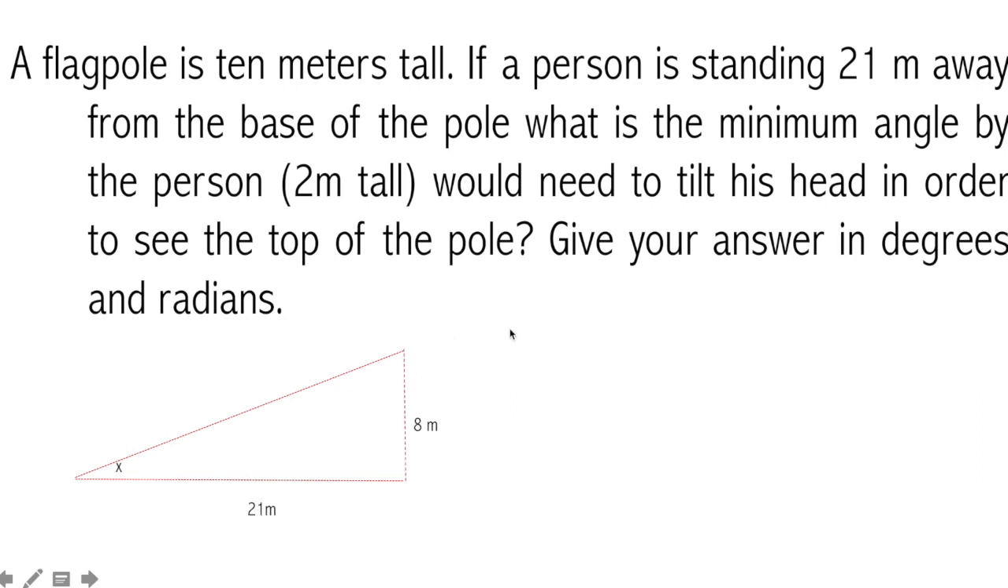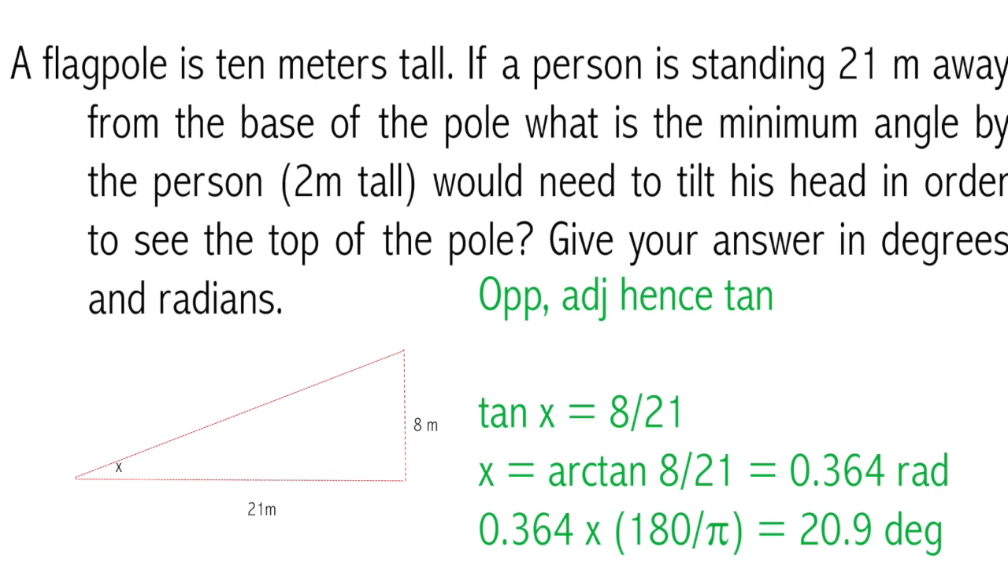That gives us an updated triangle. Now we're dealing with the opposite and adjacent sides over here, so tangent is the ratio we're using. Tan x is equal to 8 by 21. Therefore we can use the arctan, tan inverse, whatever you call it, to get 0.364 radians if your calculator is in radians mode, or 20.9 degrees if it's in degree mode. Once again, to convert from radians to degrees, multiply by 180 divided by pi. To convert from degrees to radians, multiply by pi divided by 180.